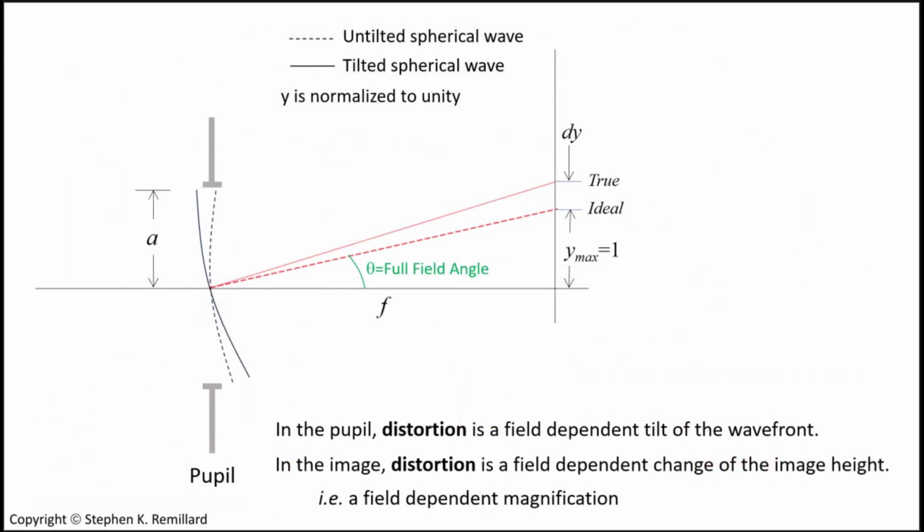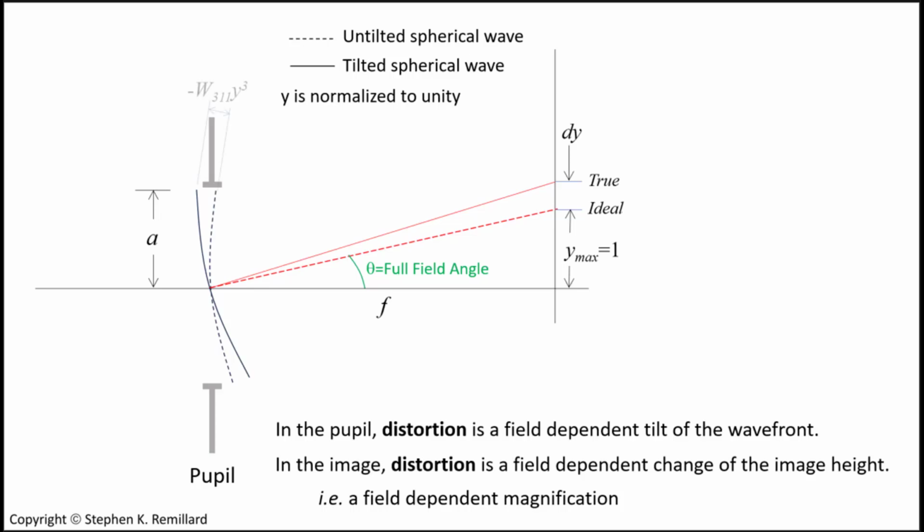Distortion can be described both in the image, which is easy, and in the pupil, which is kind of abstract. And it's helpful to describe distortion in the pupil because W sub 311 has a physical meaning in the pupil. The reason why the image point ends up in the wrong place is because the wavefront in the pupil is tilted, which then sends the ray to the wrong spot on the image plane.